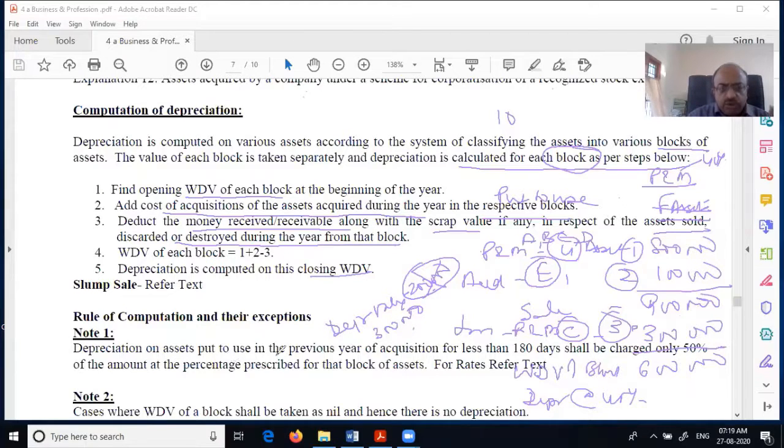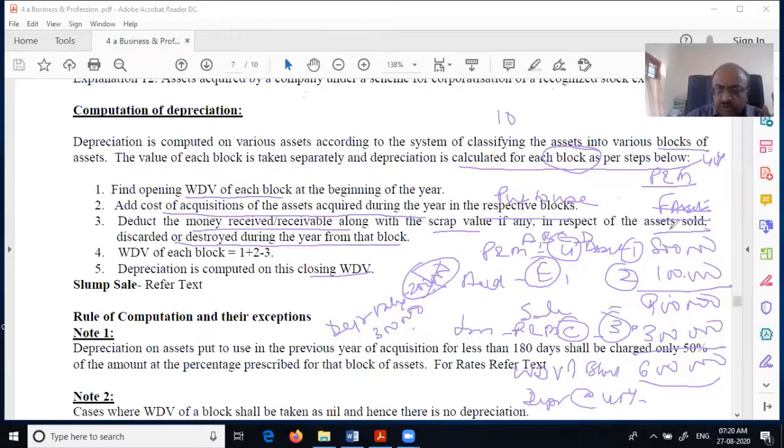Depreciation on assets put to use in the previous year of acquisition for less than 180 days shall be charged at only 50% of the percentage. Now when you do 40%, you have to be careful. Of this 4.6 lakhs, 3 lakhs is gone, no depreciation on that. On the 6 lakhs, this 1 lakh is also included, because it's part of addition, right? Are you clear?